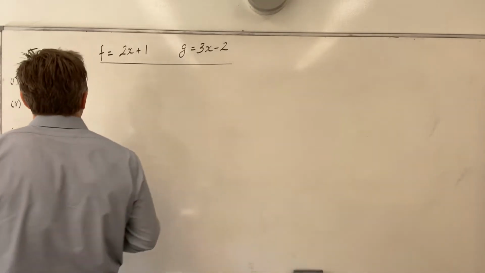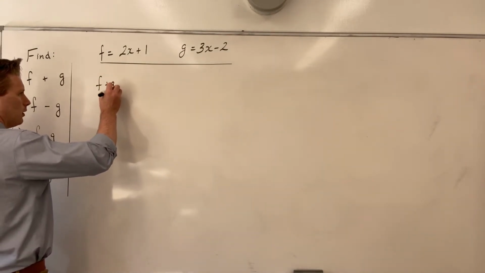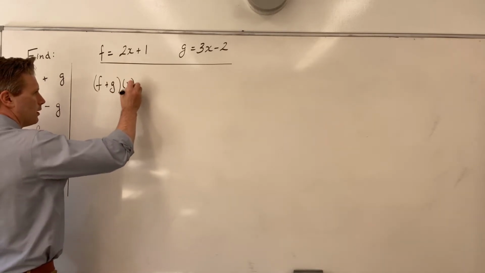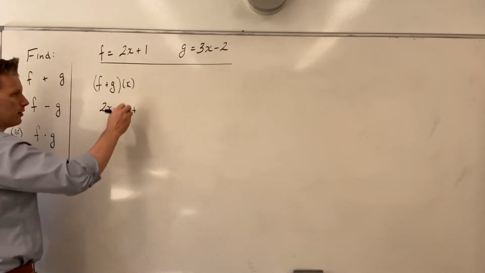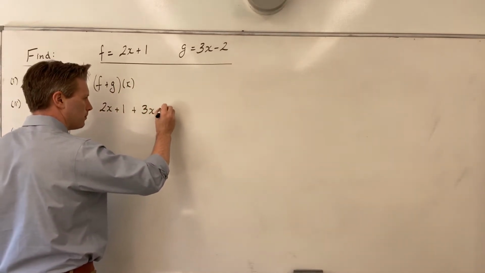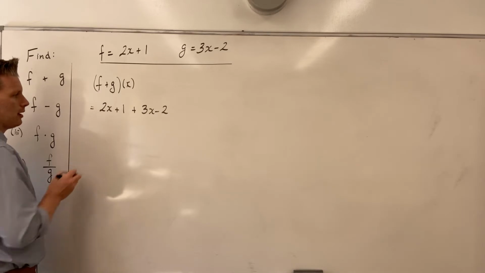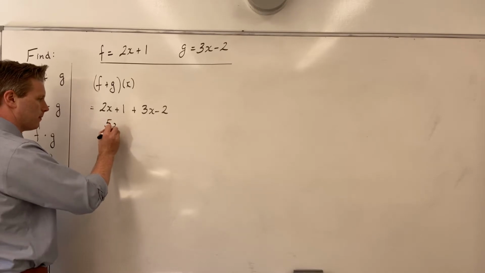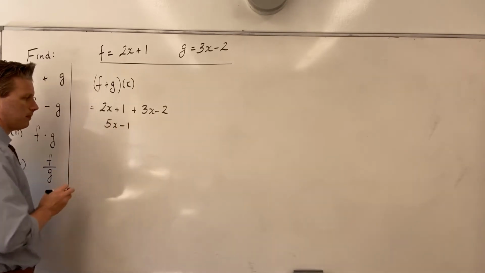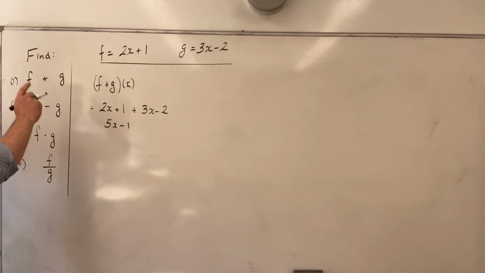Alright, so to begin, we want f plus g. So we want f plus g of x. That is simply 2x plus 1 plus 3x minus 2. And that's it. This is f plus g of x. And so, combining my like terms, I have 2x plus 3x, that's 5x. 1 minus 2 is minus 1. And that is my resulting function, 5x minus 1.